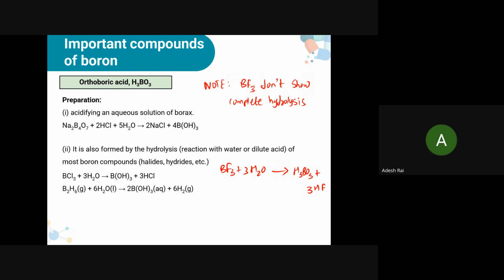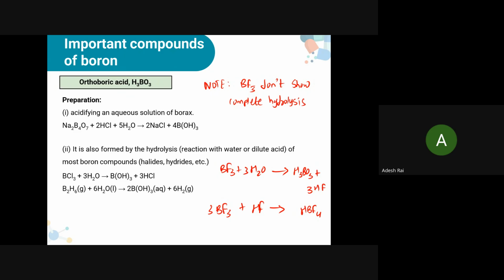But the HF which is formed reacts with BF3 again. So BF3 plus HF, what do we get? We get HBF4. Do you remember this HBF4? It is very famous. Where have you studied HBF4? In the reaction of benzene diazonium salt, for the formation of fluorobenzene. Yes, so HBF4, you have studied that.